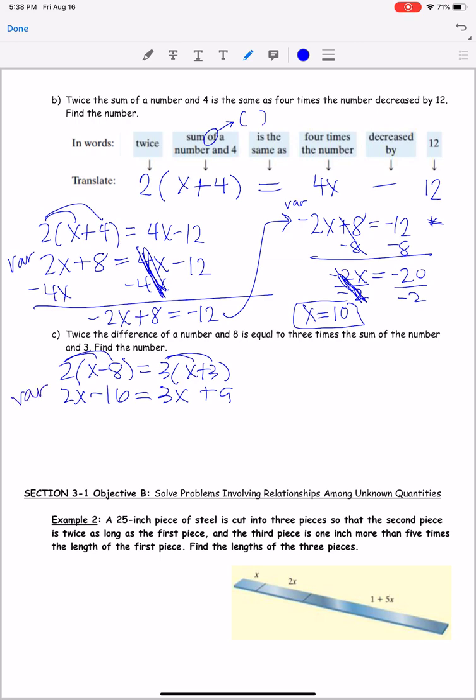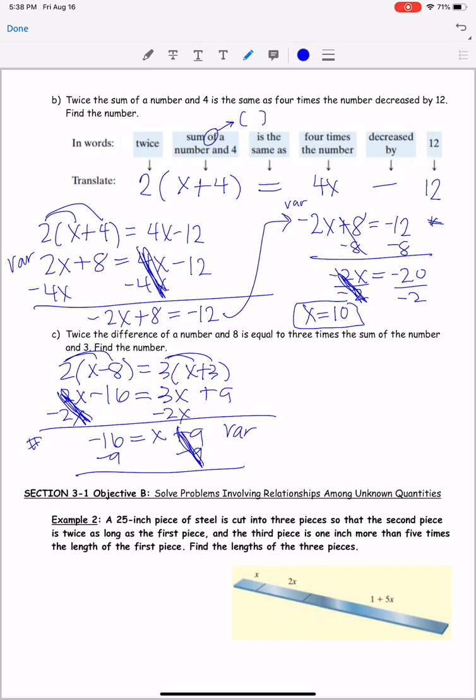Usually I like my variable over here, but that's going to make it just a negative x. So I'm actually going to subtract my 2x over. So I've got negative 16 equals 3 minus 2 is 1x, or just x. And then bring down your plus 9. So this time, since I have my variable over here, now I need my number over here. So I need to move this plus 9 to the other side. Opposite of a plus 9 is a negative 9. And so we're going to get negative 25 equals x.